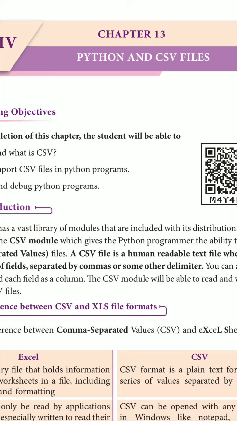So the main thing is CSV is compared with the Excel data. Excel means Microsoft Excel software data. Microsoft Excel is a binary file that holds information about all the worksheets in a file, including both content and formatting. CSV is a plain text format with a series of values separated by commas. It doesn't have any formatting data or any worksheet data. Only the data is being stored by using this comma separation.